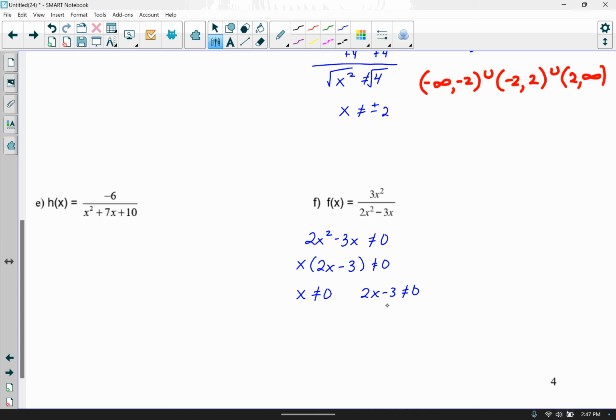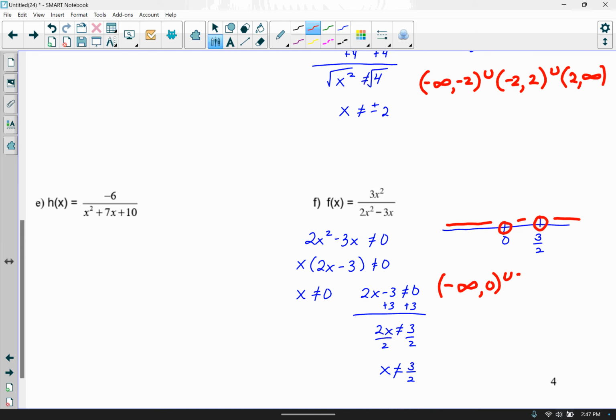So the first one's already solved. The next one, I'm going to pull that 3 over. 2x cannot equal 3, and then divide. x cannot equal 3/2. So then I've got my 0 and my 3/2. I'll just put an open circle on both of those. I can equal anything but that, so there's my shading. And I want to now put interval notation to that shading. So negative infinity to 0, 0 to 3/2, and then 3/2 to infinity. And that wraps that up, okay?